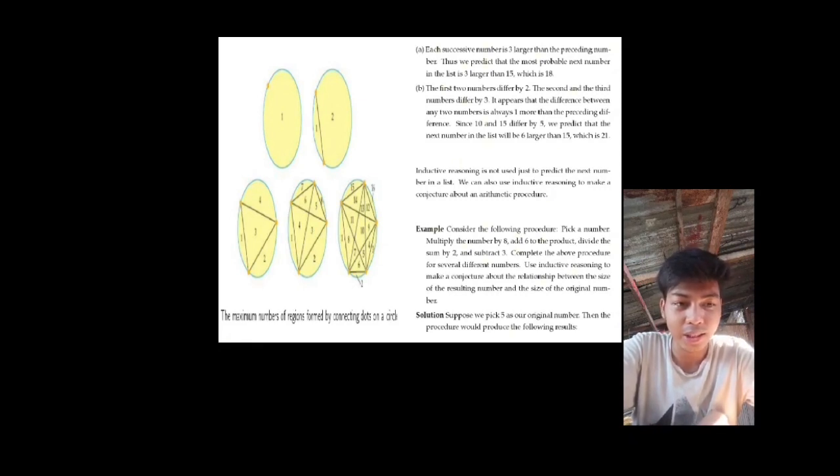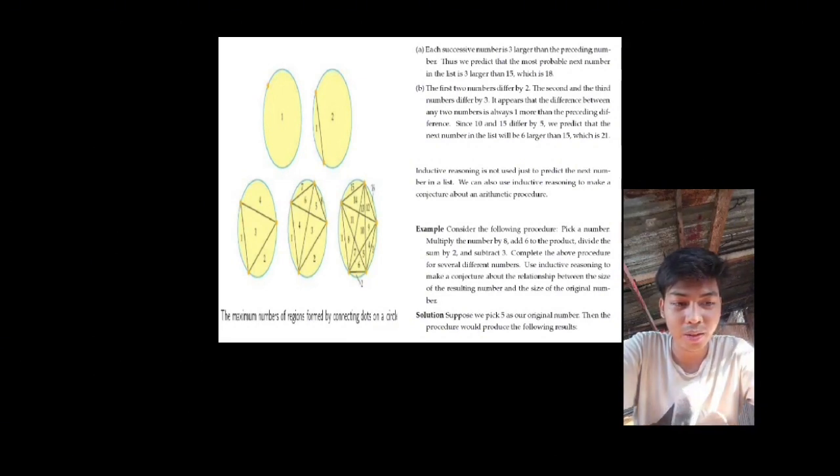Inductive reasoning is not used just to predict the next number in a list. We can also use inductive reasoning to make a conjecture about a procedure. So, for example, consider the following procedure. Pick a number, multiply the number by 8, add 6 to the product, divide the sum by 2, and subtract 3. Complete the above procedure for several different numbers.